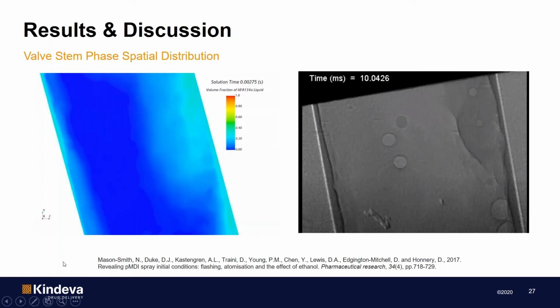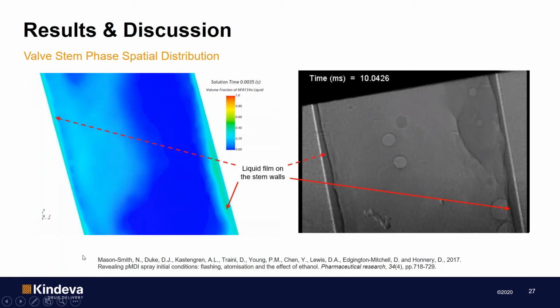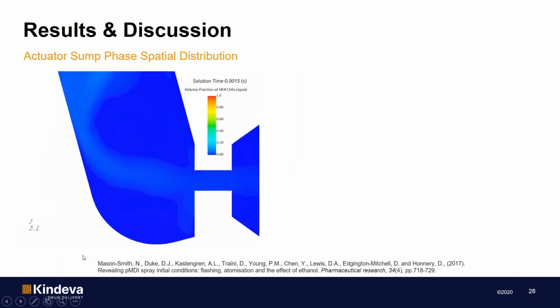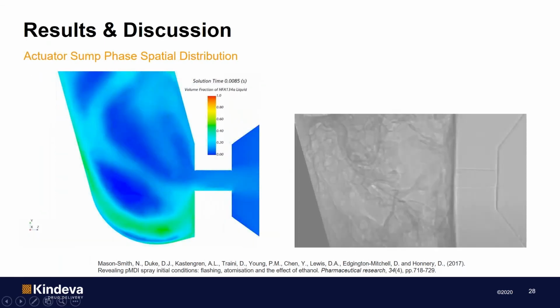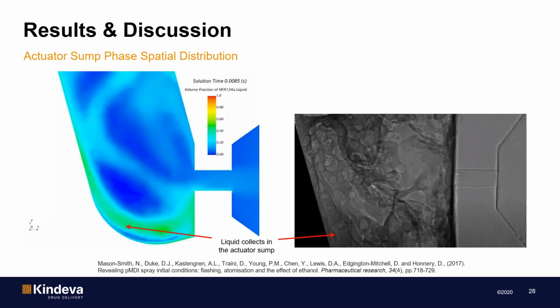The next set of results is the flow in the actuator sump. Again, as we can see, the model predicts how the liquid drains down the wall of the expansion chamber and collects in the actuator sump. You can see that such phase distribution has also been observed in the phase contrast images.